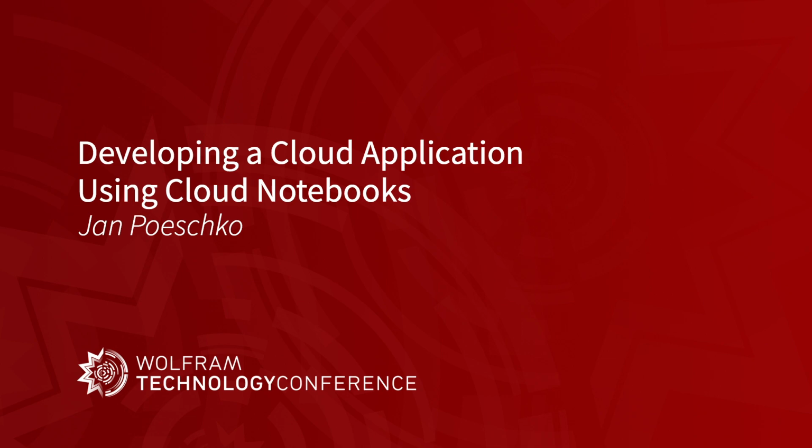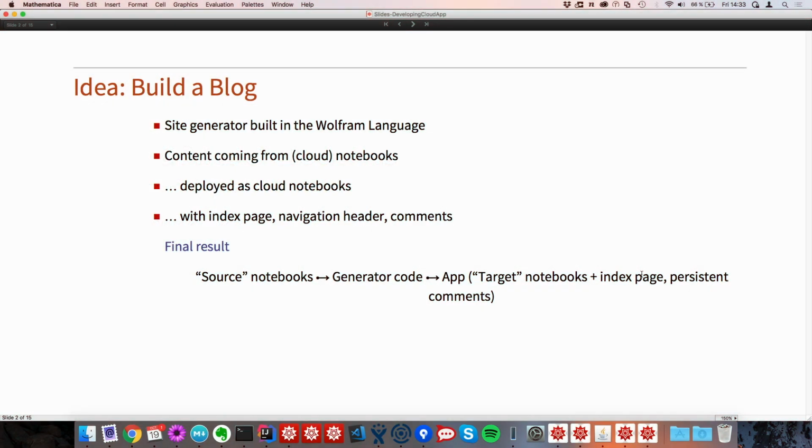And so my idea was to build a blog, basically you could call it a static site generator built with the Wolfram language that takes some content that in our case will come from cloud notebooks. So that's how you as the blog author would write your content, however you want. And then it would take that and also deploy it again as cloud notebooks, just in a slightly different form.